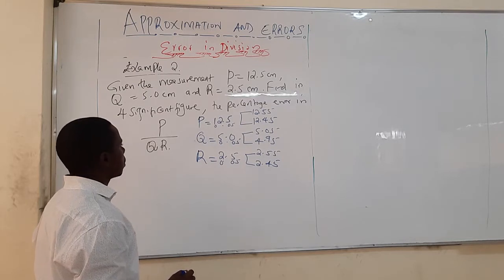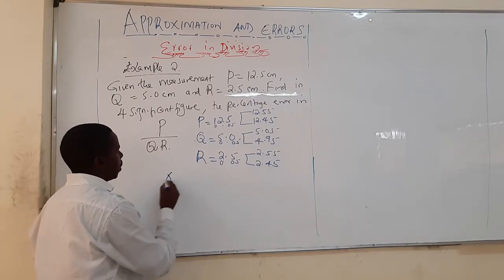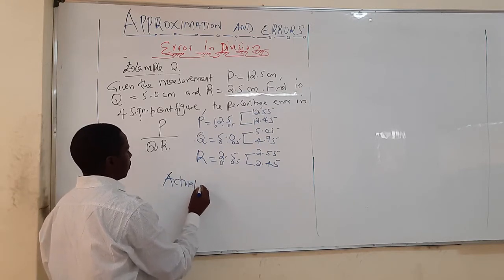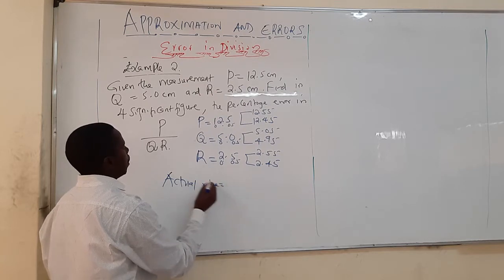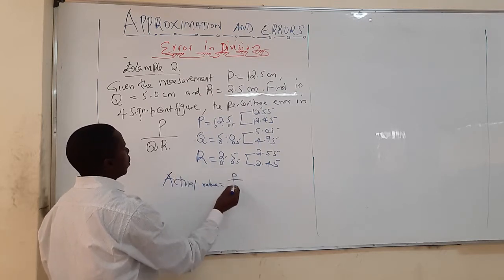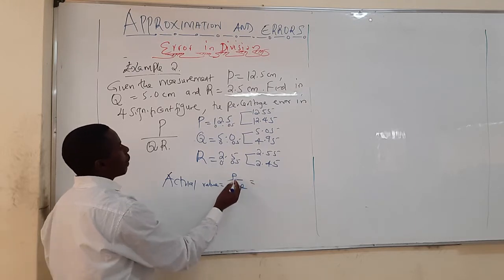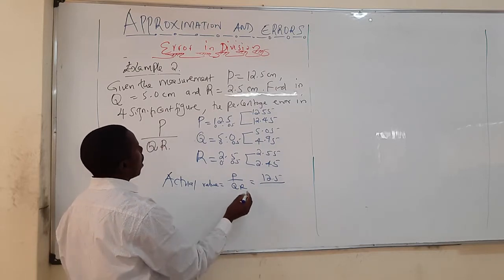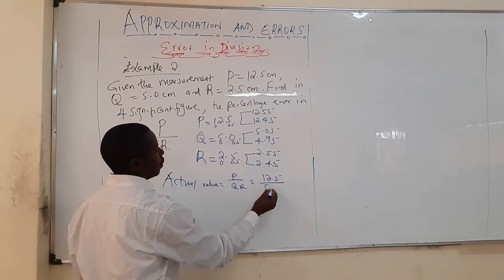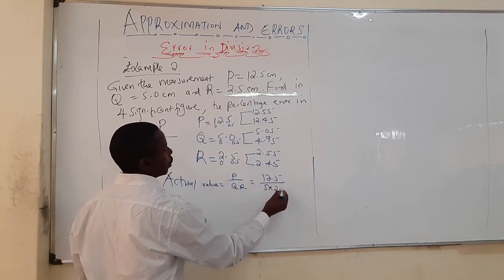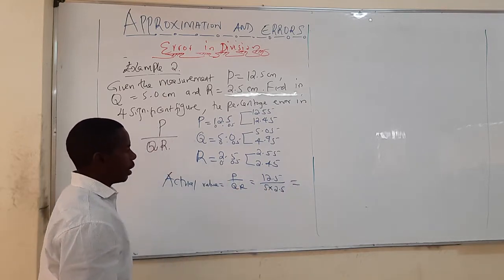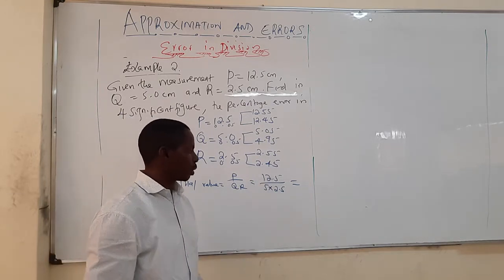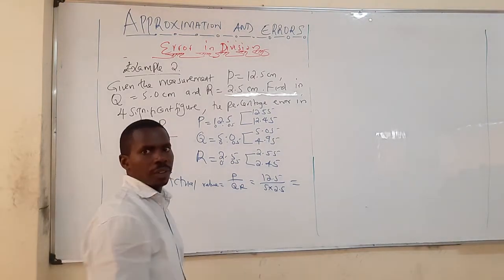So from there, we want to get the percentage error. We are going to start by getting the actual value. The actual value of P over QR will be, our P is 12.5 divided by QR. Q is 5 times R, 2.5, and when we divide 12.5 by 5 times 2.5, we are going to have 1.